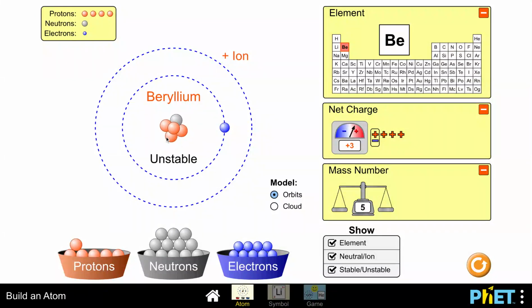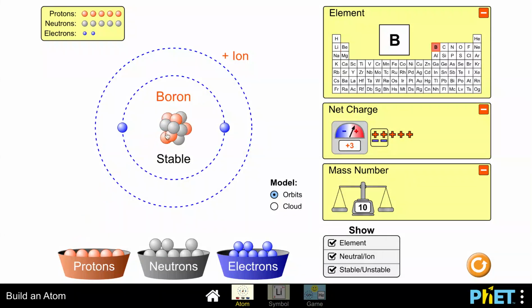So you can see that the particle that determines the identity of the atom is the proton, because I can keep adding neutrons and electrons and I still have beryllium, right? Beryllium is still my atom because I haven't changed the number of protons. But if I want to go to the next one, boron, I'm going to add another proton. And so you can see that atoms are made up of three types of subatomic particles: protons, neutrons, and electrons. Protons are important because they are the ones that determine the identity of the atom.